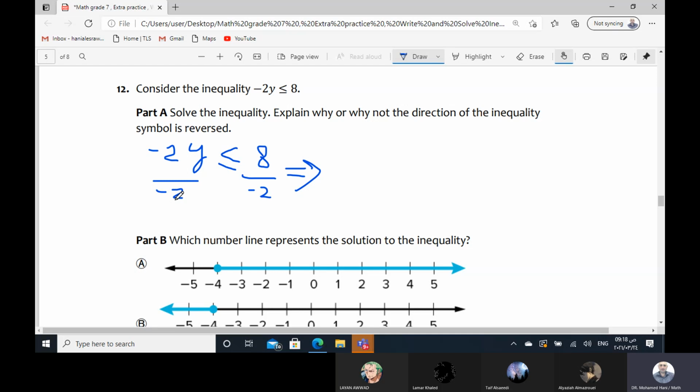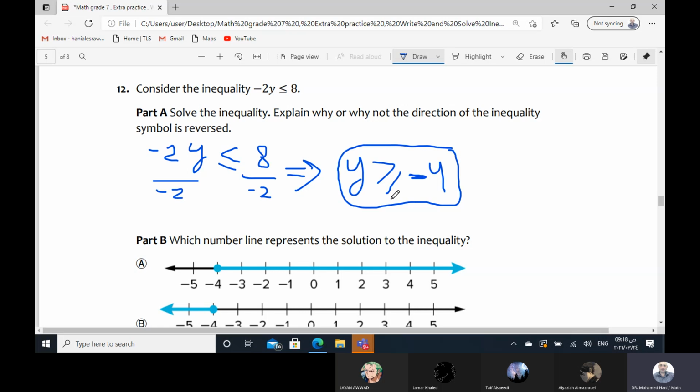So minus 2 divided by minus 2 will be 1y, which means y. And always remember, when you divide by a negative number, change the direction of the sign. Then 8 divided by minus 2 will be minus 4. So the solution of this inequality is y greater than or equal to minus 4.